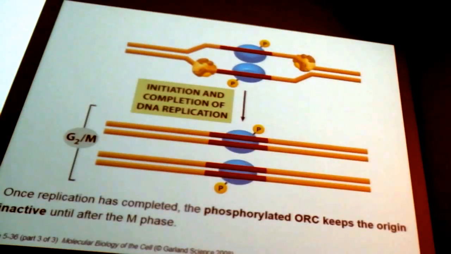Okay? So just to be clear, in eukaryotes you have many different origins of replication. They all fire only once. Not every single one of them has to fire, but anything that fires cannot fire again before the cell divides. And that regulation is maintained through phosphorylation.